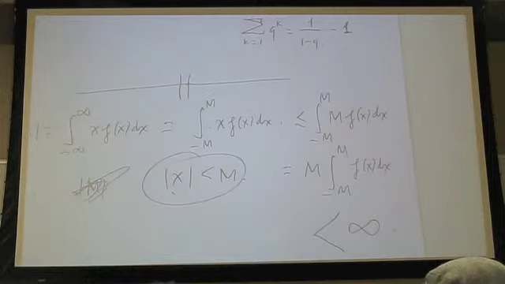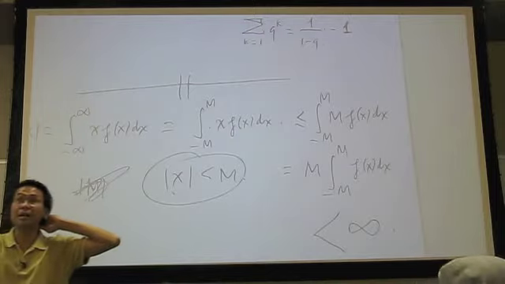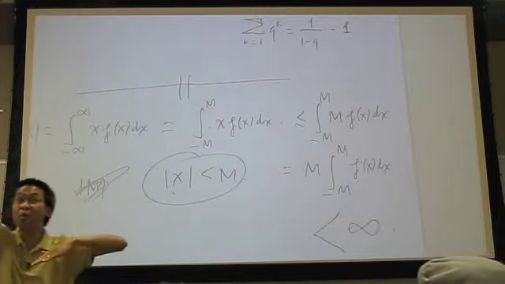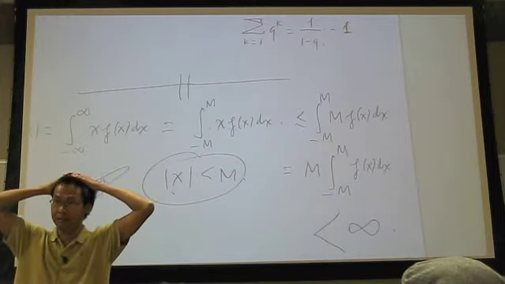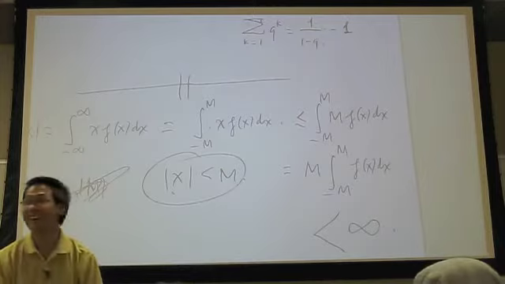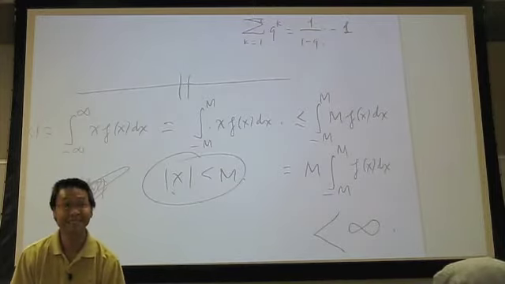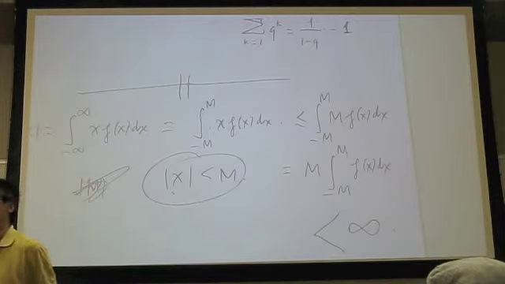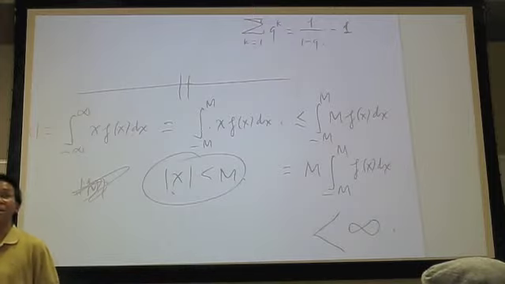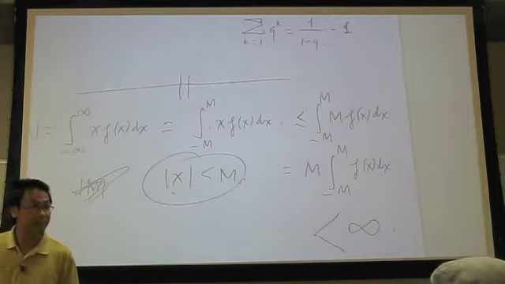Remember, your f of x is a continuous function. And if you integrate a continuous function over a bounded interval, what do you get? A number. Correct? It cannot be infinite. Is that clear? I integrate a continuous function over a bounded interval. It has to be bounded.